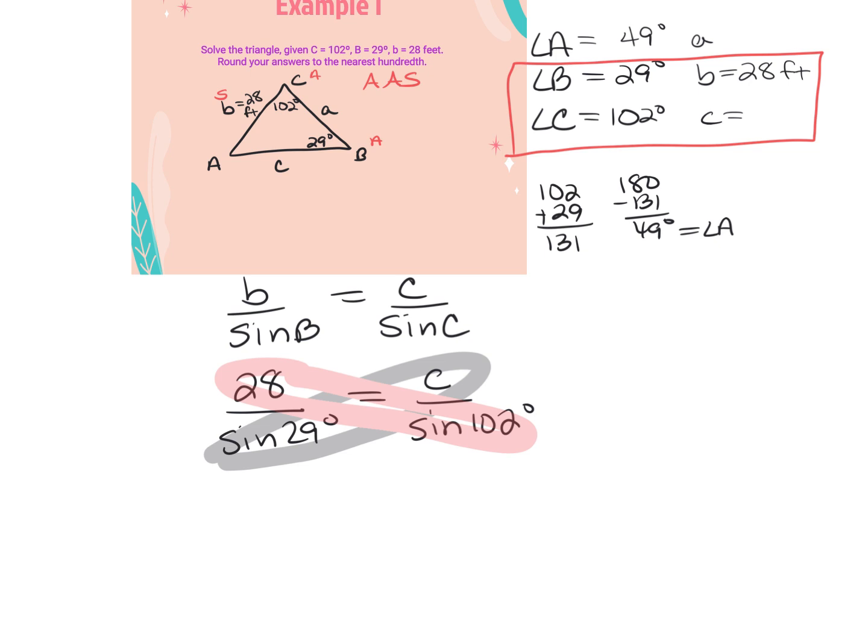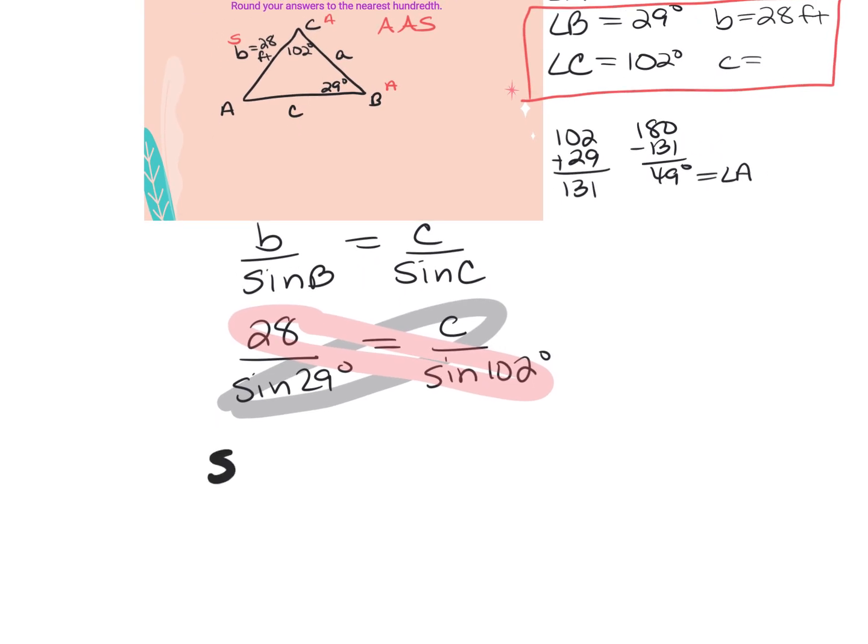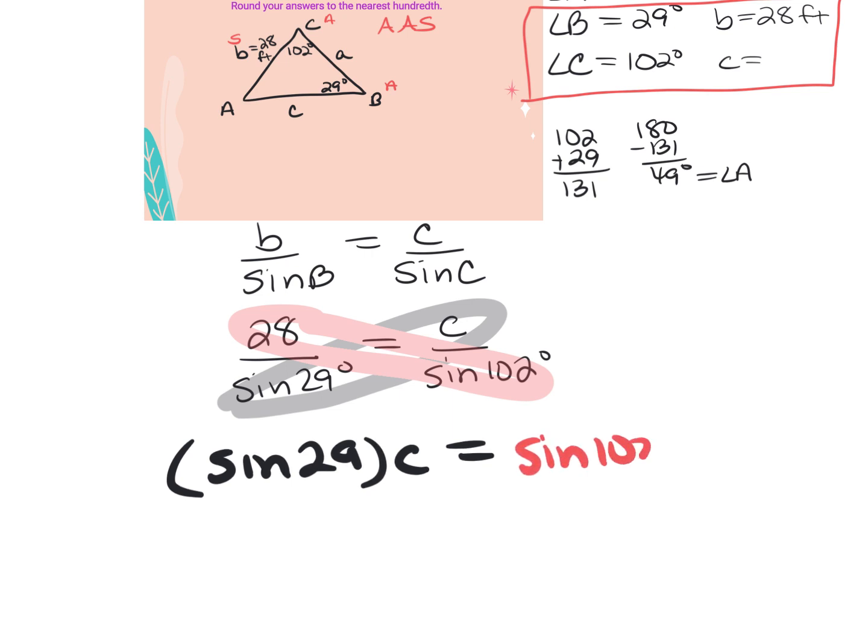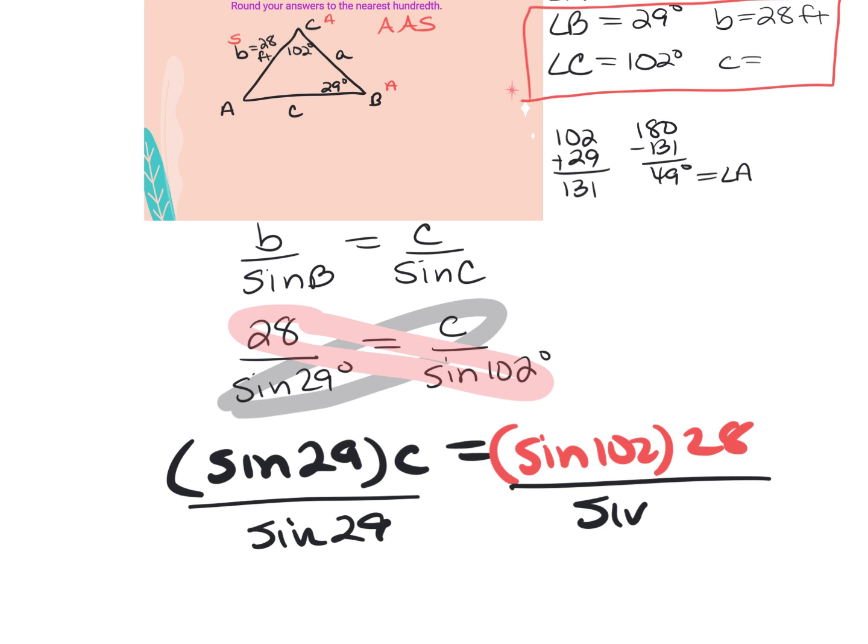So you're going to multiply the sine of 29 times C, and then 28 times the sine of 102. Do not round until the end. So you need to be keeping the long numbers on your calculator in order to get the correct answers on WebAssign. So once I cross multiply, I get sine of 29 times C is equal to the sine of 102 times 28. Then in order to solve this, I'm going to divide both sides by the sine of 29. And you can do this continuously in your calculator. I would definitely either get this product, hit enter, and then do divided by sine of 29, or use parentheses.